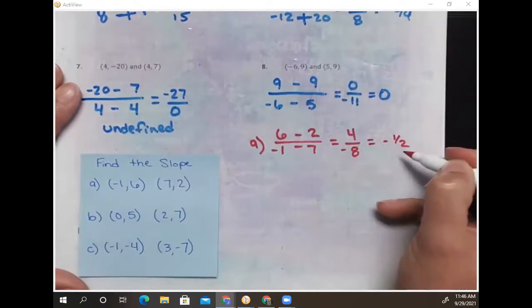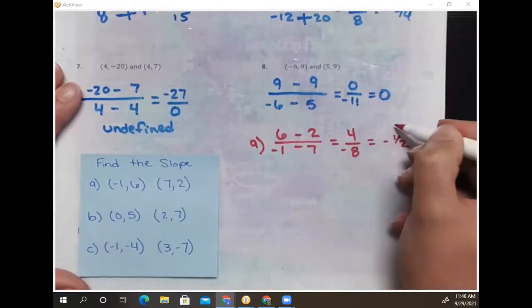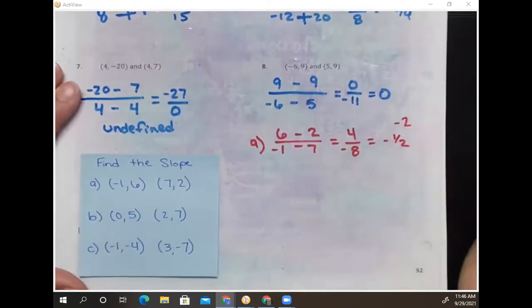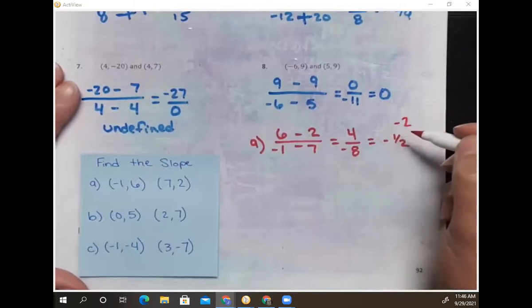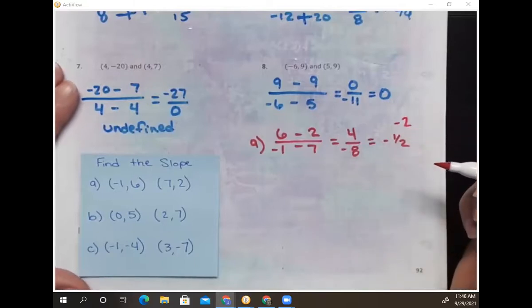Again, the mistakes I'll see on problems like this is you'll go to reduce and you'll tell me your slope is -2. You made a silly mistake. If you show me your work, I can tell it was a silly mistake.